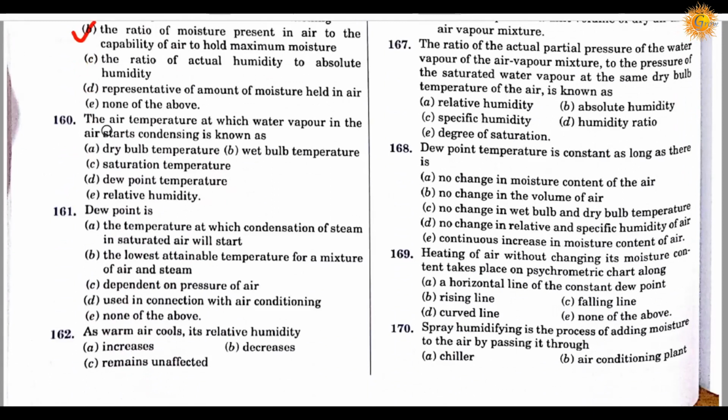Question number 160. The air temperature at which water vapor in the air starts condensing is known as option A, dry bulb temperature, option B, wet bulb temperature, option C, saturation temperature, option D, dew point temperature, option E, relative humidity. So the correct answer is D. It will be dew point temperature.